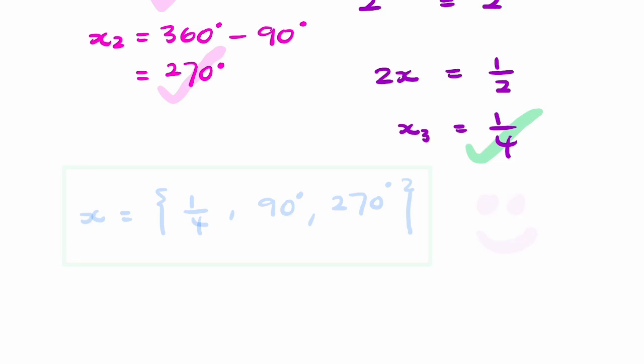So we could say that the final solution, x, could be 1 over 4, or 90 degrees, or 270 degrees. And that would be your final answer.